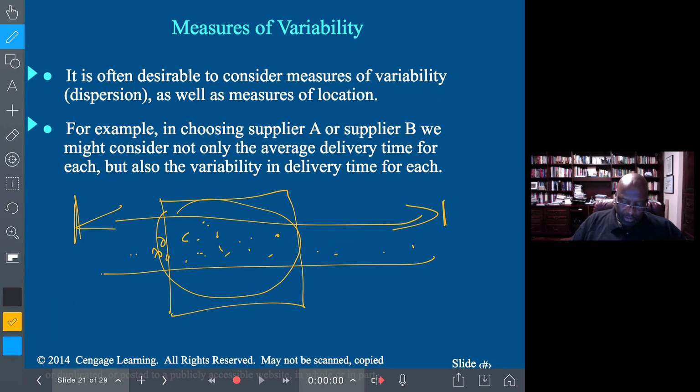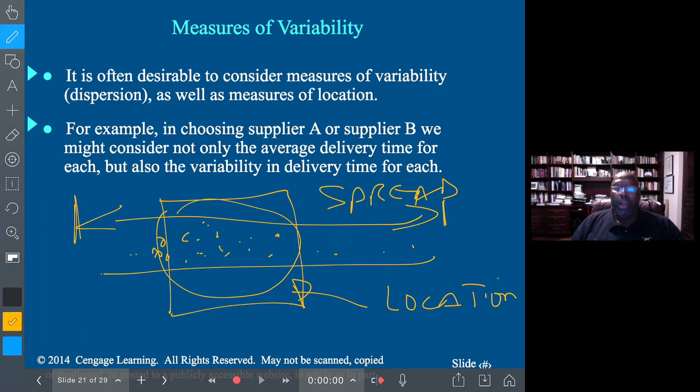So measures of location will say where most of these values are. But then what about the spread in the data? And spread refers to the variability of the data. So spread, which looks at the variability in the data, is extremely important.